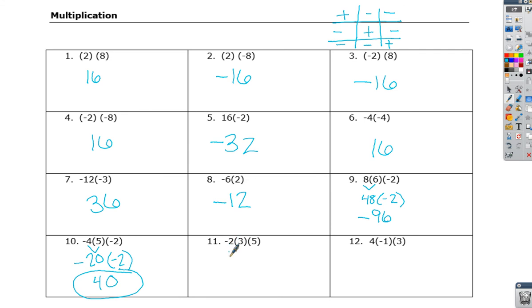Okay, let's do number 11. So we start from left to right. So we have negative 2 times 3. So what's 2 times 3? That's 6. And it's a negative times a positive. Negative times a positive is negative.